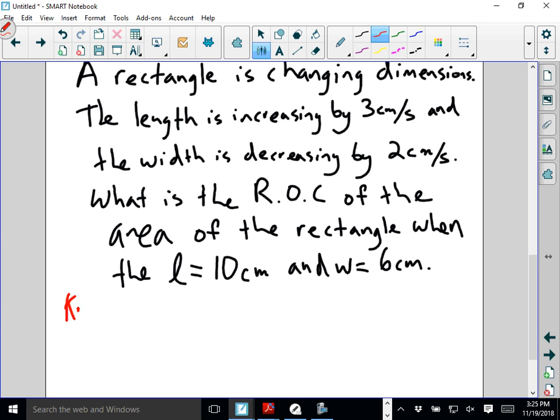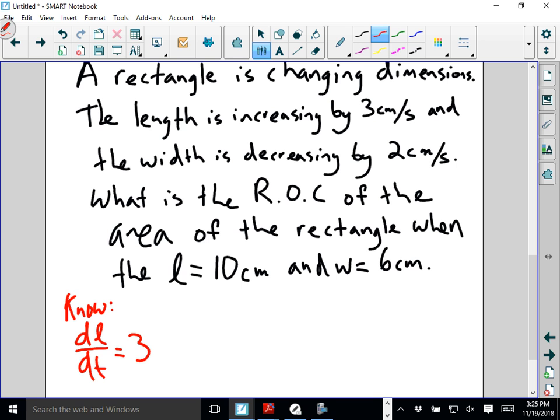Okay, so we have 2 rates and 2 values here. That 3 centimeters per second is obviously a rate, because it says it's increasing by that rate. So we know the rate of change of length is 3. So we say dL/dt equals 3. What about the rate of change of the width here?